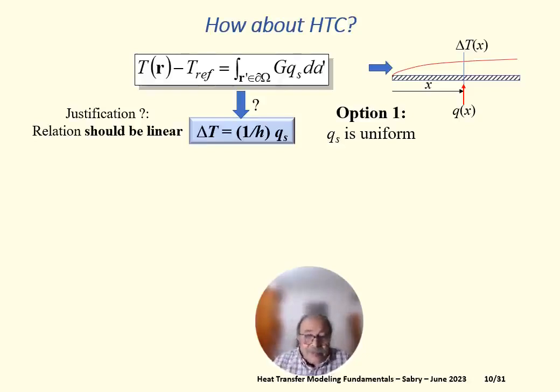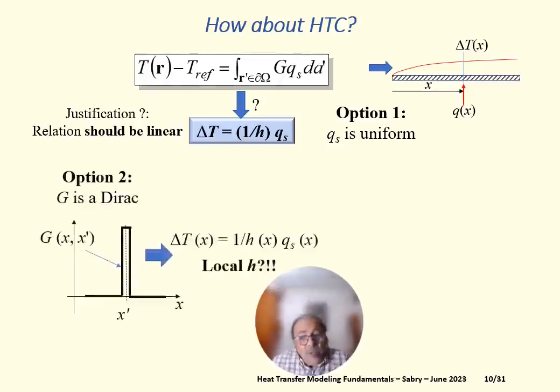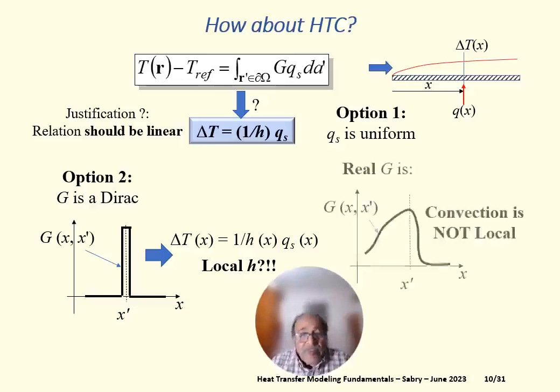There is another option, which is to assume that the Green function is a Dirac. In this case, the integral will boil down to the same result, delta T equal to 1 over H times Q, which means that we have a local H, and this, we have seen before, completely contradicts problem physics and problem mathematics. And by the way, this is the real form of the weight, or the Green function.